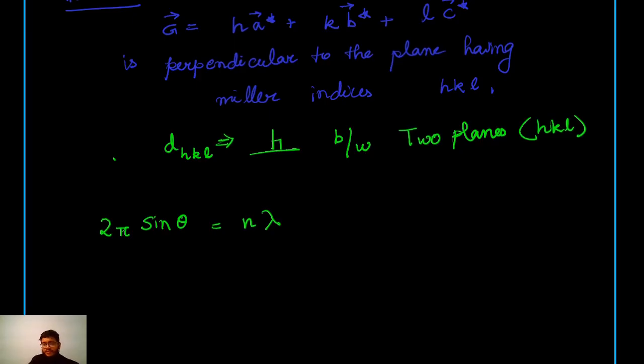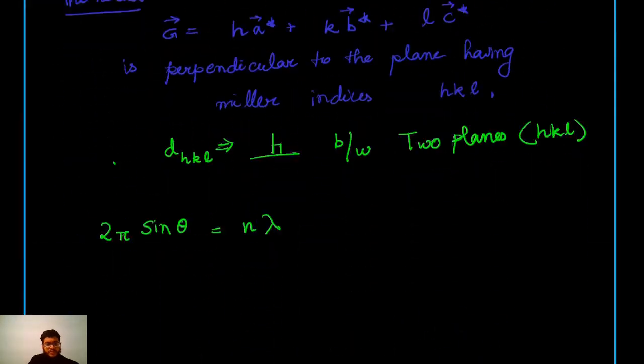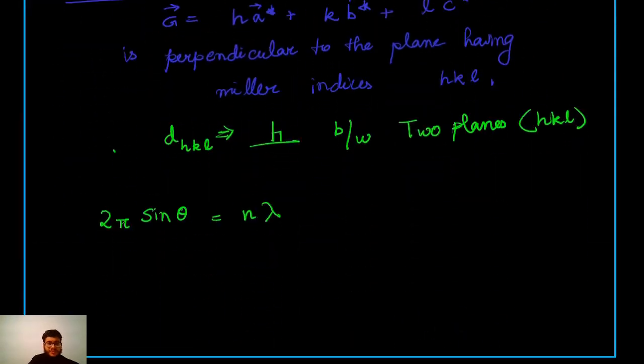Okay, so I think there was a little bit of error maybe. Yeah, so it's 2d sine theta. Sorry for the mistake. So it's 2d sine theta, 2d_hkl sine theta. Now we are going to give it a meaning.